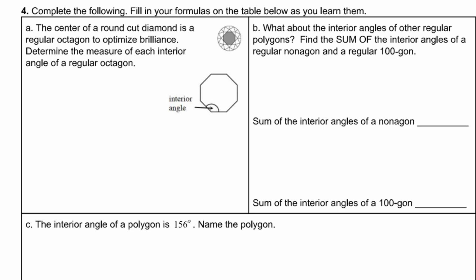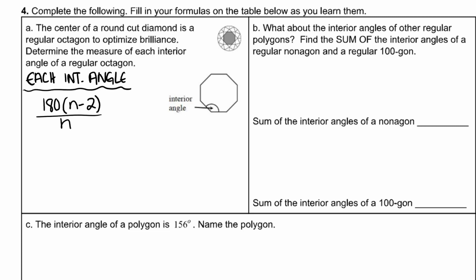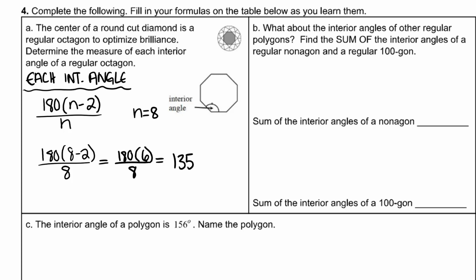The center of a round cut diamond is a regular octagon to optimize brilliance. Determine the measure of each interior angle of a regular octagon. Well, I do have a formula for each interior angle. I just need to determine what n is. N is always the number of sides, and with an octagon, n is equal to 8. So 180 times 8 minus 2, divided by 8. That would be 180 times 6 divided by 8. Put that in the calculator and we get 135. Each interior angle of a regular octagon measures 135 degrees.